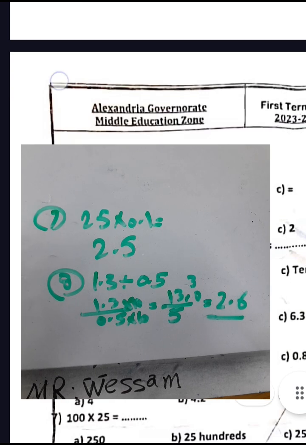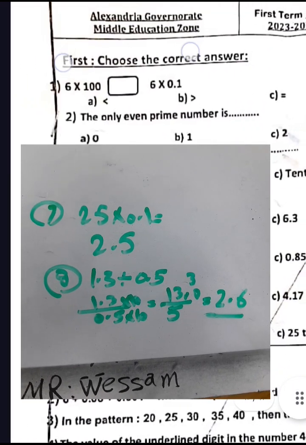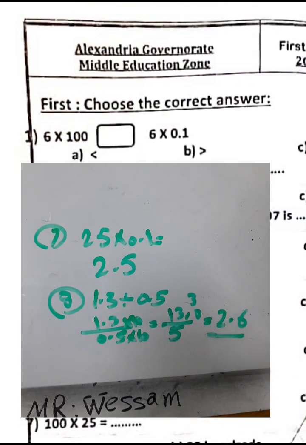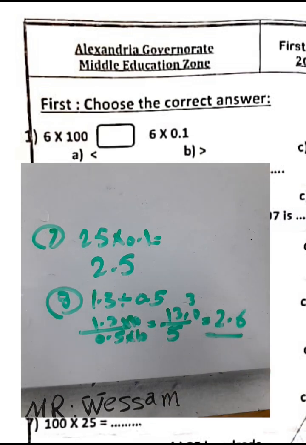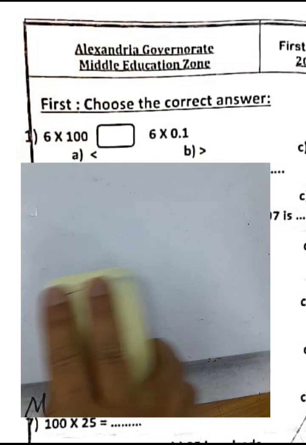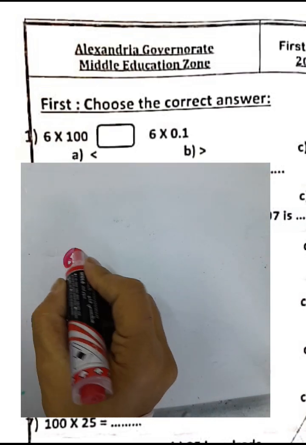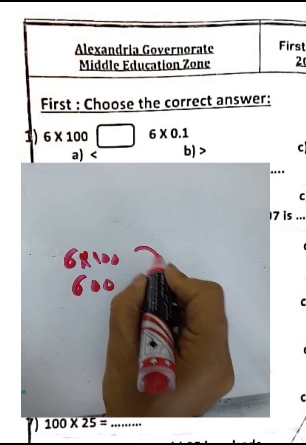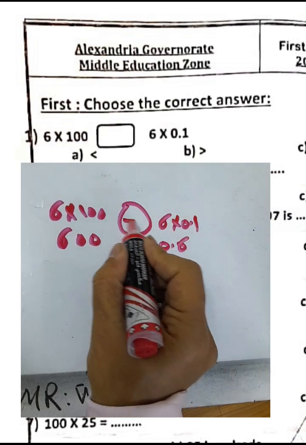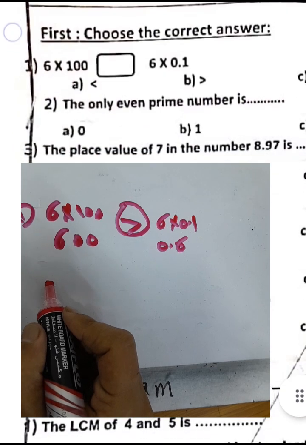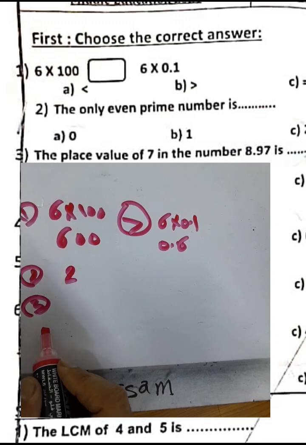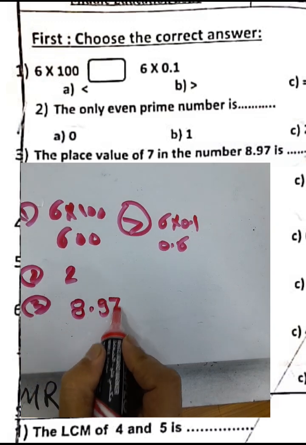Next exam, comparing between 6 times 100 and 6 times 1/10. First step, we can find the result of 6 times 100, it will be 600, and 6 times 1/10 will be 0.6, then this number will be greater than. The only even prime number will be 2. Question 3, the place value of the 7 in 8.97. The 7 here is in the hundredths.